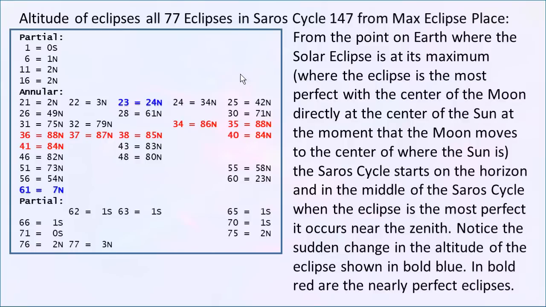Okay, so these are just facts about what's happening. And this bold blue I mentioned here are sudden changes in altitude. From the 22nd to the 23rd to the 24th, eclipses in the Saros cycle, dramatic change going from 3 north to 34 north. Same thing at around 61 north, dramatic change from 23 north down to 7 north, down to 1 south, very rapid change in the altitude at which it's visible.